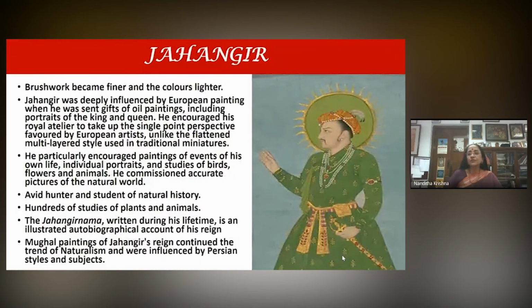The next Mughal king I'm mentioning is Jahangir. Now I'm going to go faster. He was very influenced by European painting because he was sent gifts of oil paintings, including portraits of the king and the queen. He encouraged his artists to take up single point perspective. He particularly encouraged paintings of events of his life and studies of birds, flowers, and animals. He commissioned very accurate pictures of the natural world. He was very interested in the structure of animals, of plants, and so on.